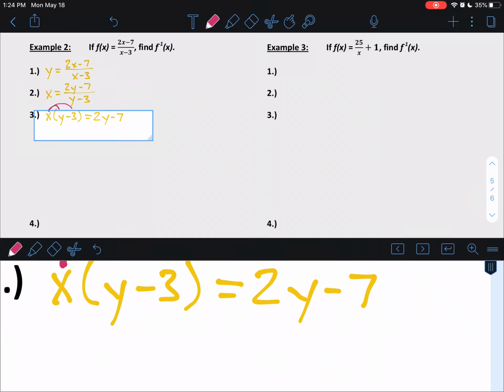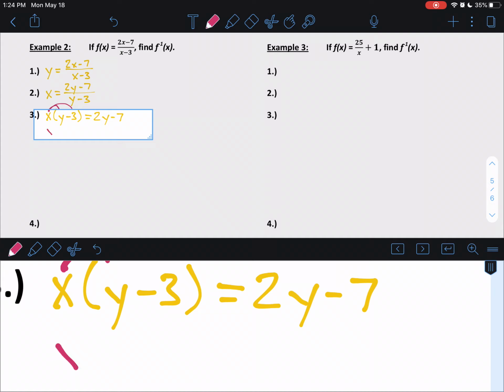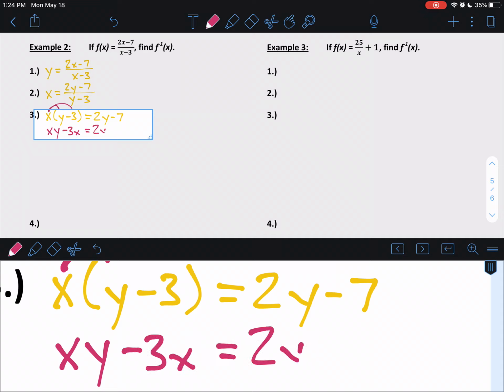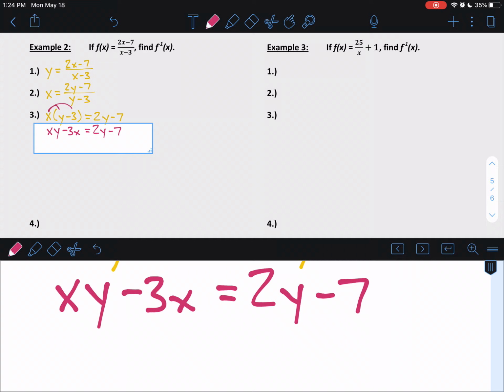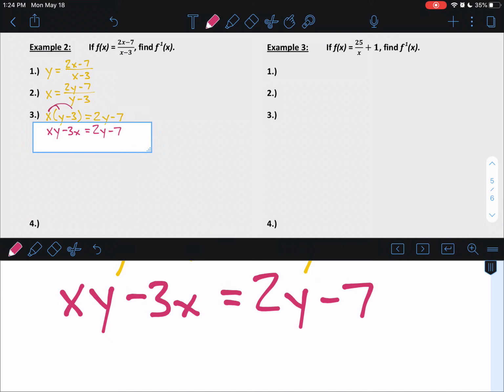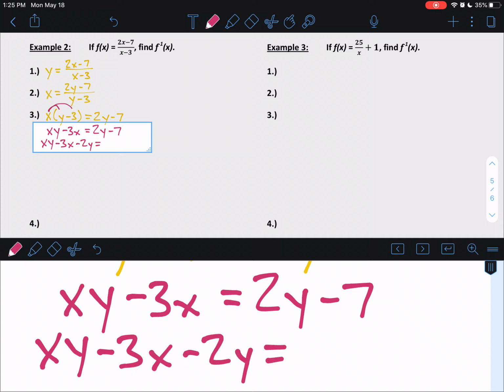So if I distribute this, we get, well, x times y, that's just xy. And then negative 3 times x is negative 3x equals 2y minus 7. That right side is staying the same. So now what I want to do is move all of my y's to one side of the equation. So I have an xy and I have a 2y. So I'm going to subtract that 2y from both sides to get xy minus 3x minus 2y equals negative 7.